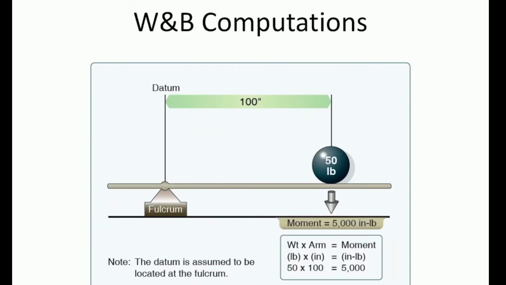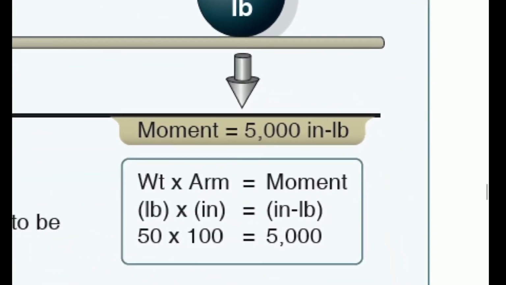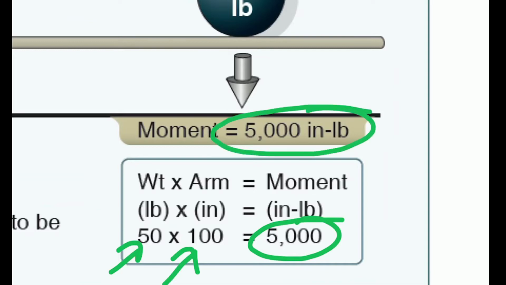A weight of 50 pounds is placed on a board at a station, a point 100 inches from the datum. The downward force of the weight can be determined by multiplying 50 by 100 inches. So 50 times 100 equals 5,000 inch-pounds. That's the downward force, or your moment, of 5,000 inch-pounds.